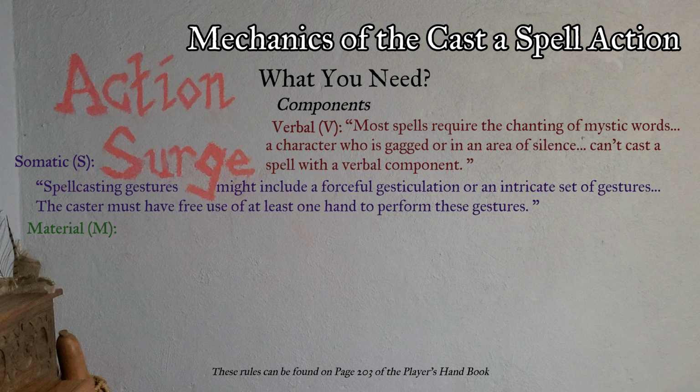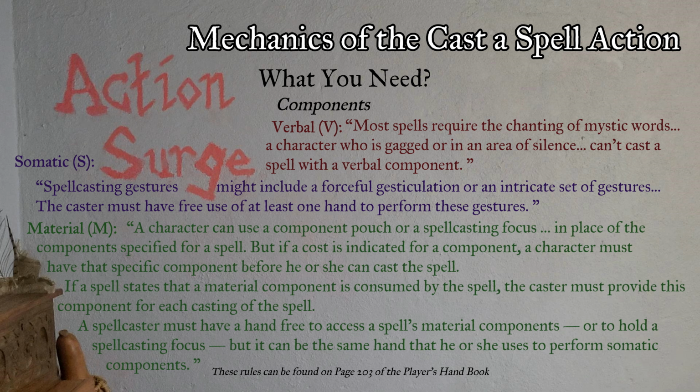Spellcasting gestures might include a forceful gesticulation or an intricate set of gestures. The caster must have free use of at least one hand to perform these gestures, the somatic component. Objects hold potential in the worlds of D&D, and some spells require you have something to focus your magic. A material component is a component that a character must have in order to cast these spells. A character can use a component pouch or a spell-casting focus in place of the components specified for a spell.